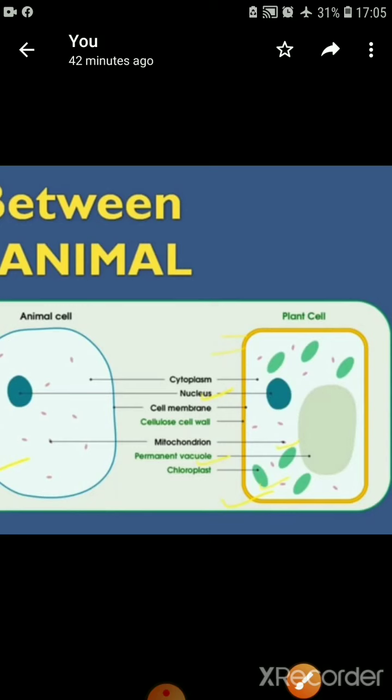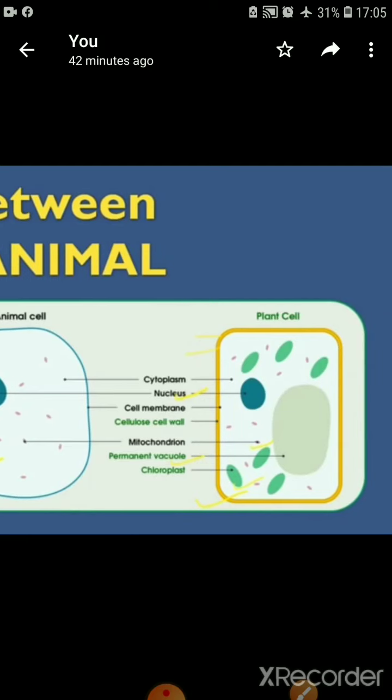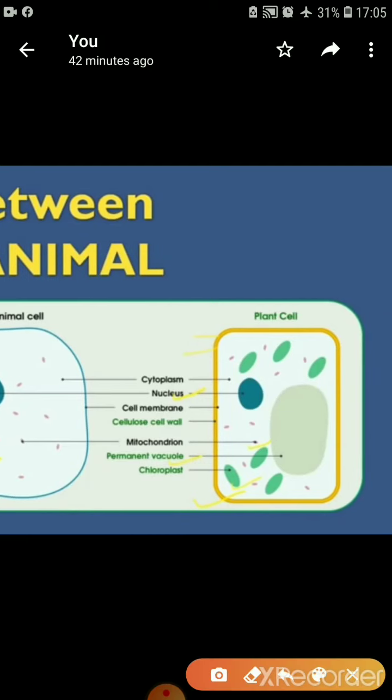Next point is mitochondria. Both types of cells have mitochondria. That is a liquid material, right? This liquid material, as you can see here in this white oval structure, has pink type of structure. That is nothing but the mitochondria.